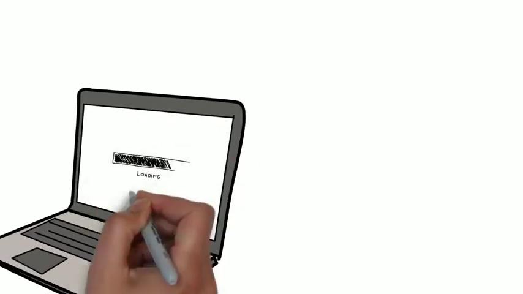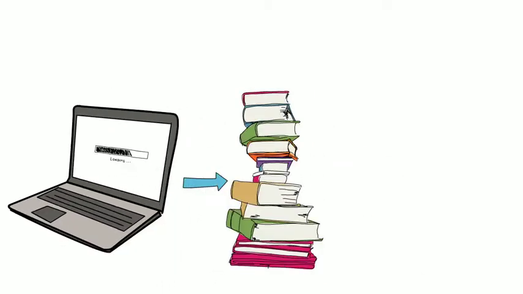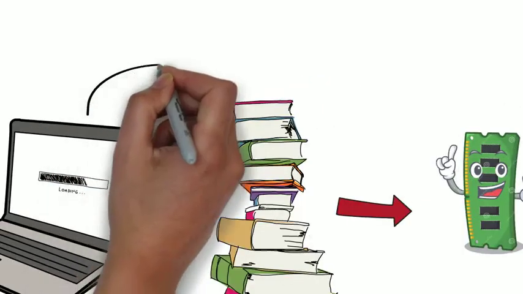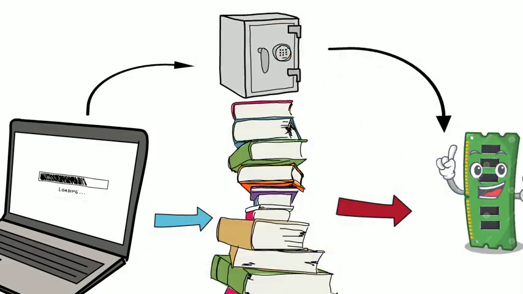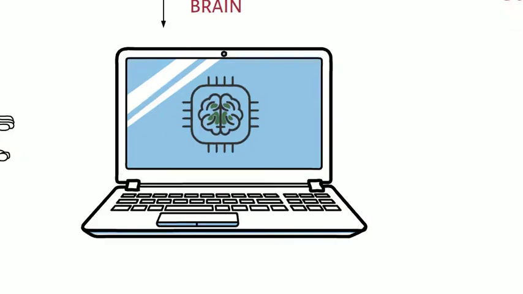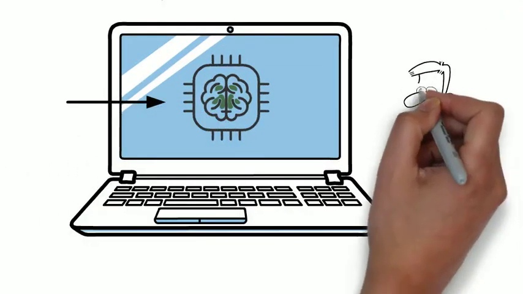So for your computer, in order for a program to run, it needs to be loaded into RAM first. So that is stored in a slower hard drive, and from the hard drive it's loaded into the faster RAM. Then the CPU can now access the data or run the program.